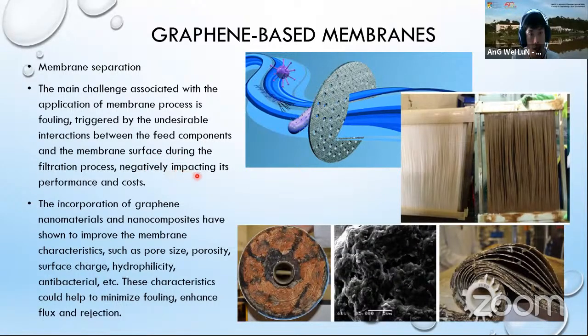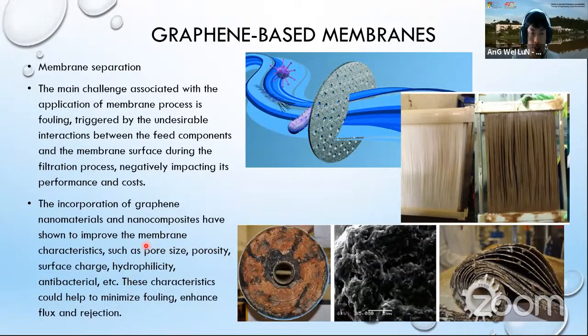Fouling is triggered by the undesirable interactions between the feed components and the membrane surface during the filtration process. It negatively impacts the performance and cost, because when the surface area is clogged by the foulants, water cannot pass through the membrane easily. So you have to wash it, or you have to replace it, or you have to use a higher pressure to push the water through it.